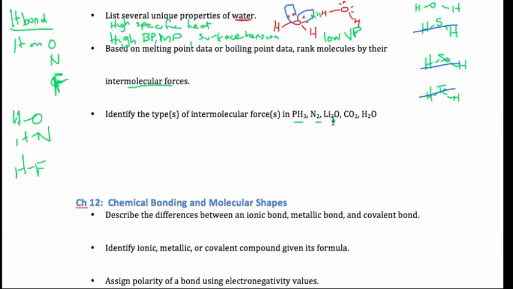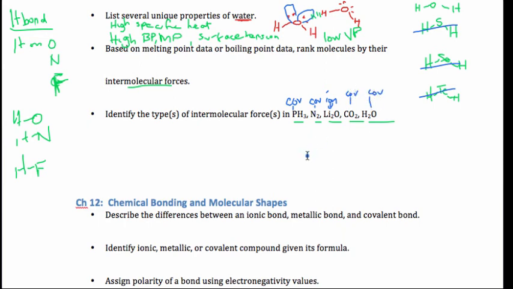PH3, N2, Li2O, CO2, H2O. You have to categorize these compounds as to type. All right? So this PH3, I hope you see that as a covalent compound because I've got nonmetals. This is a covalent. N2, it's just two nonmetals. This one is ionic. I've got a metal with a nonmetal. This one is covalent. This one is covalent.